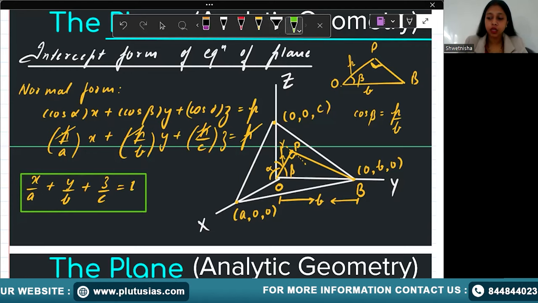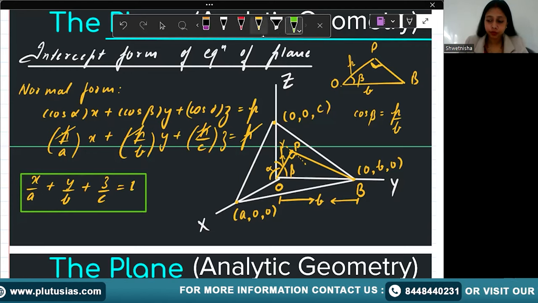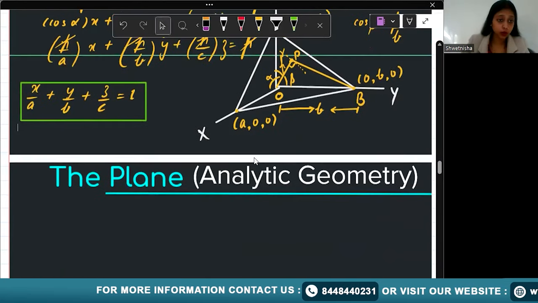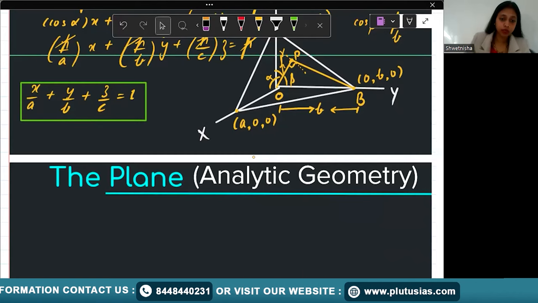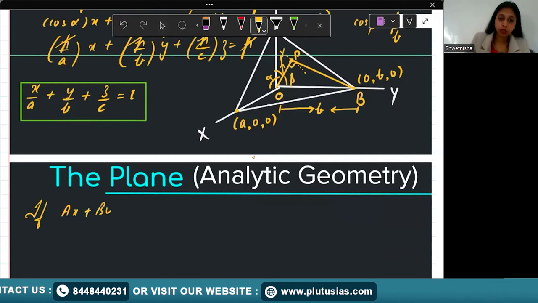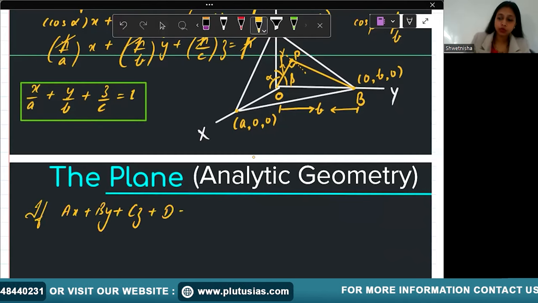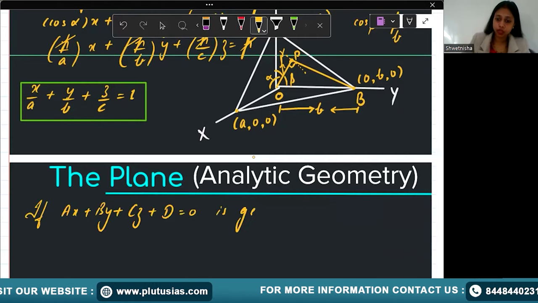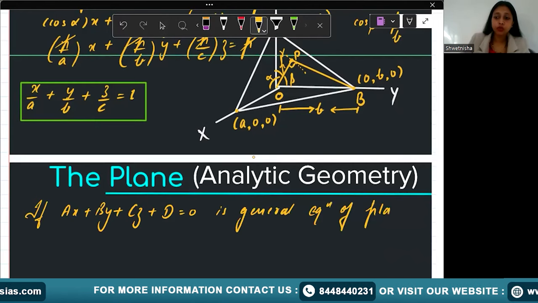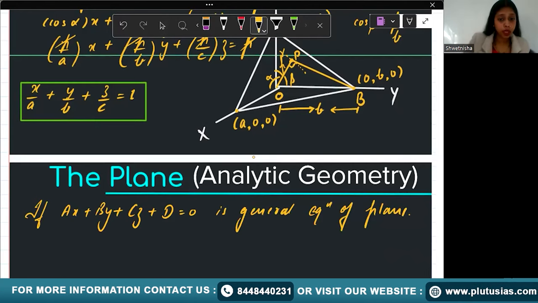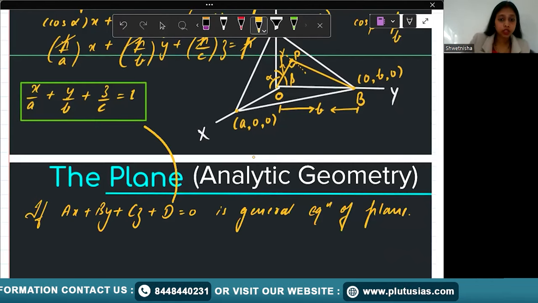Now, here you can actually go the other way around as well. Other way around means if you have a general equation, AX plus BY plus CZ plus D equals 0, which is the general equation of a plane, can you find intercepts from this? You can actually write this equation in this form.